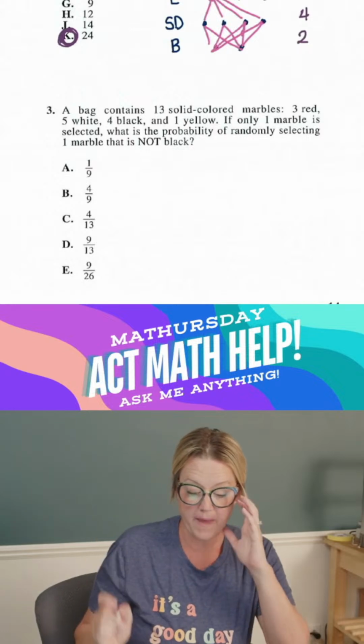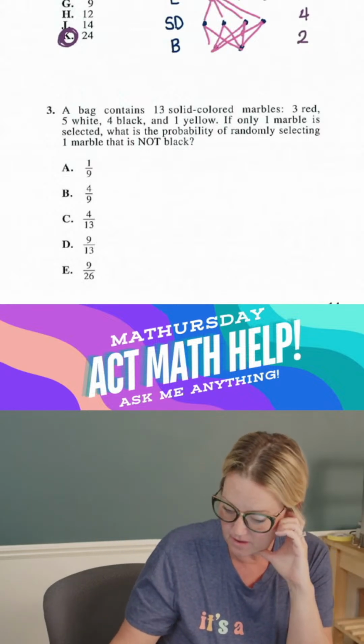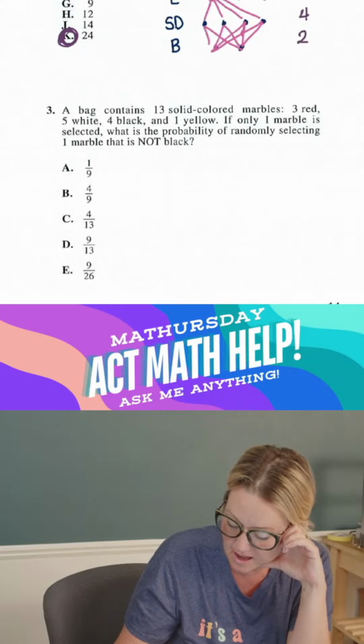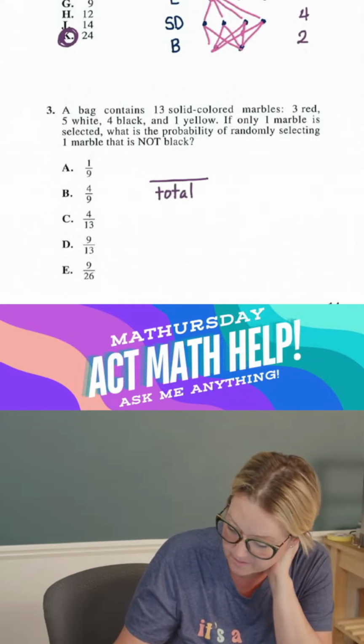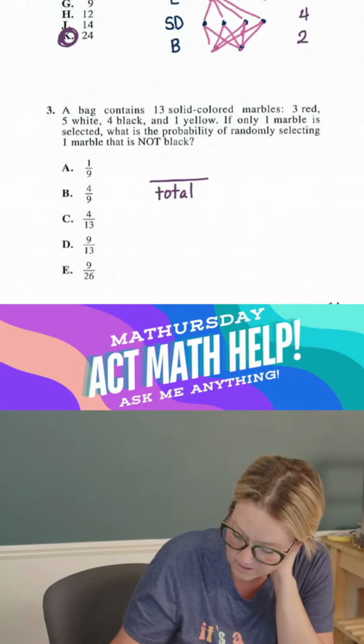Okay, so basic probability is given to you as a fraction, right? On the bottom is always the total number of possible outcomes.